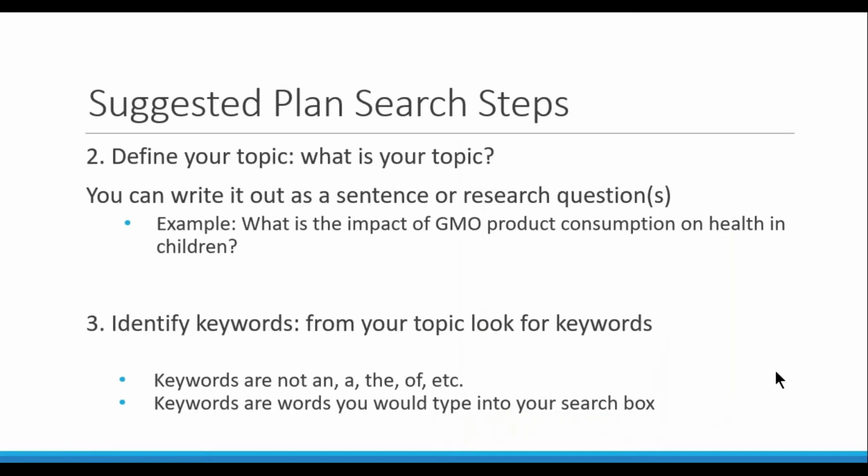So the next step is to define your topic, and you can write it out as a sentence or research question. So for instance, we have here the question, what is the impact of GMO or genetically modified organism products consumption on health in children? And then you identify the main keywords from that sentence. So you're not using any of the articles like "and" or "the", and these keywords are what you're going to be typing into your search box.